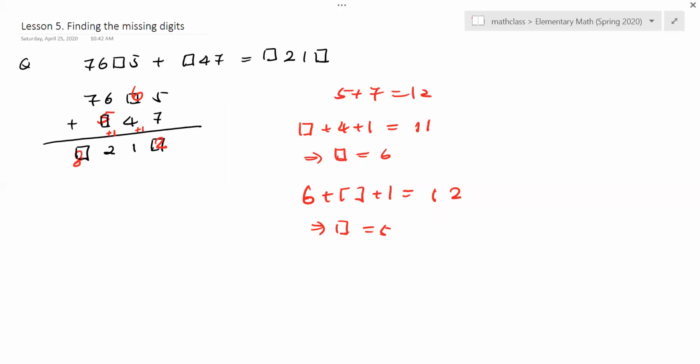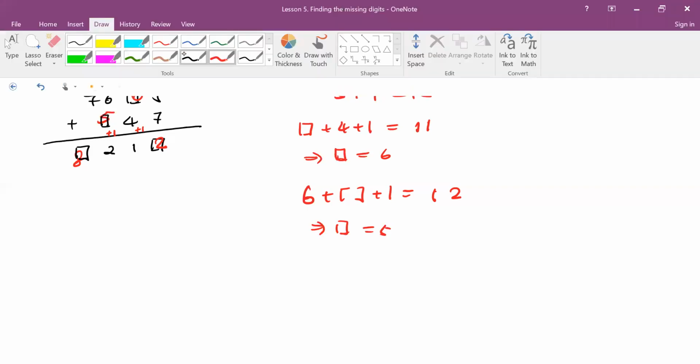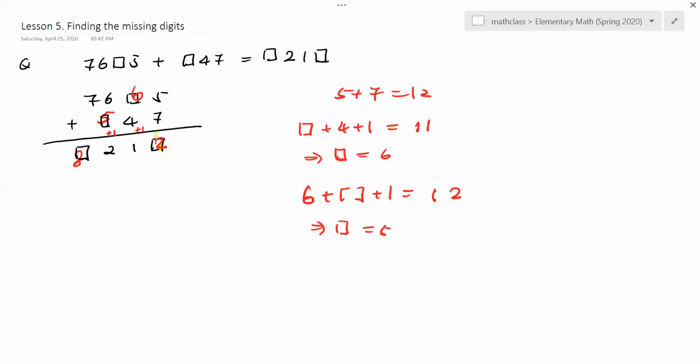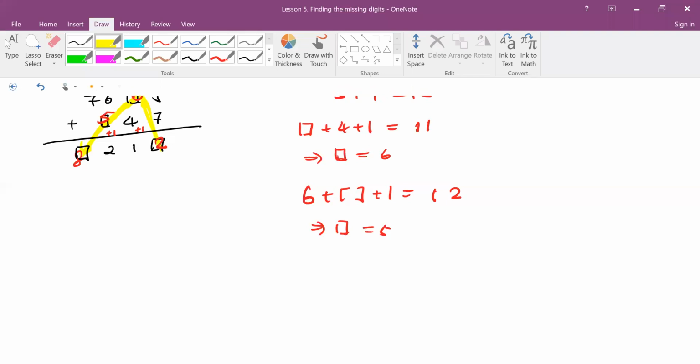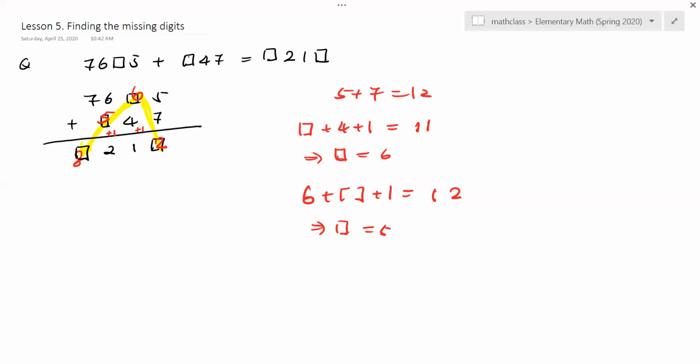So step by step, you go this way. Let's use yellow. From here to here, and then from here to here, and finally you get this. So you figured out this is your path. Sometimes you do not start with the last digit. You will start from the middle someplace.